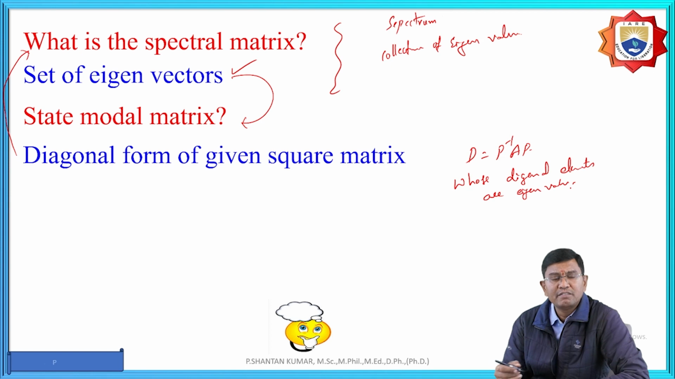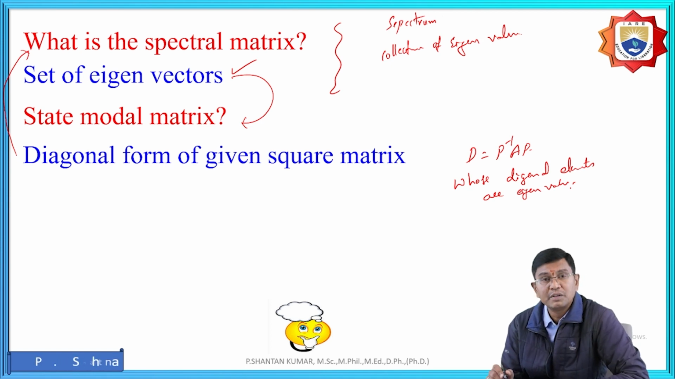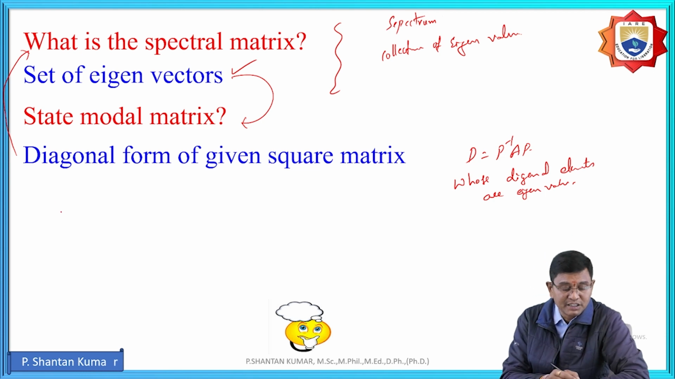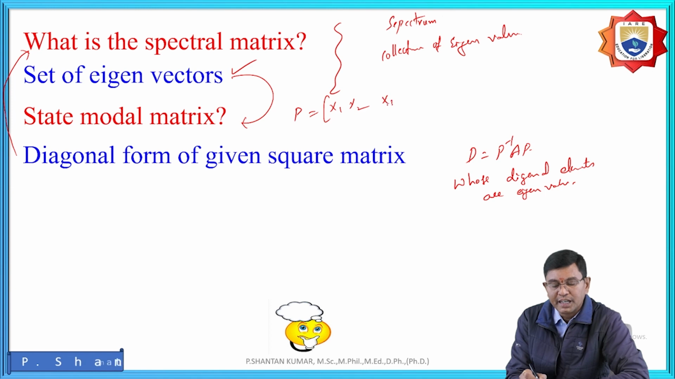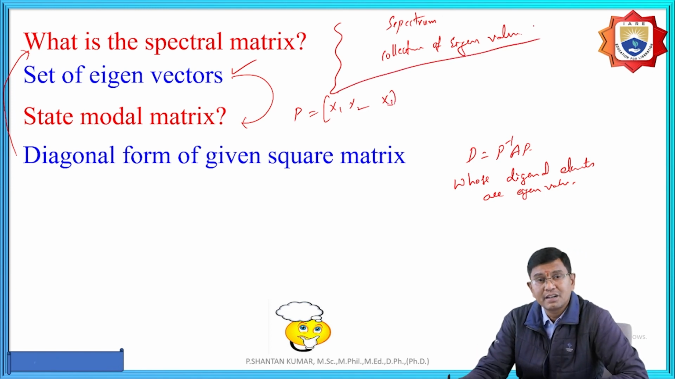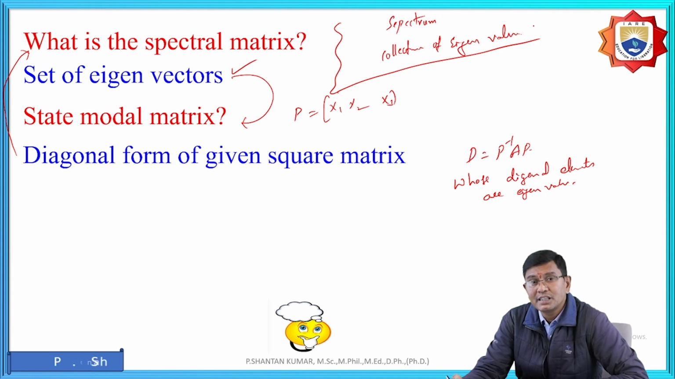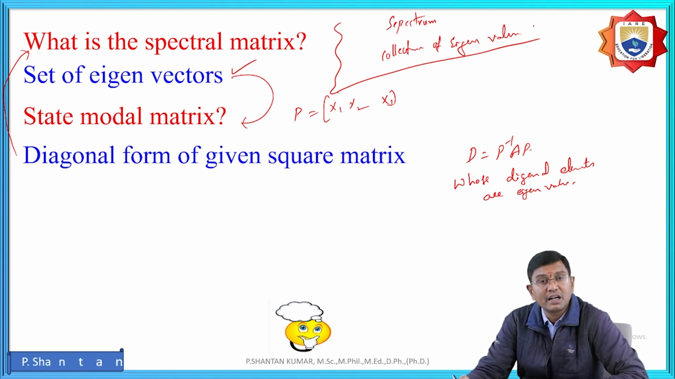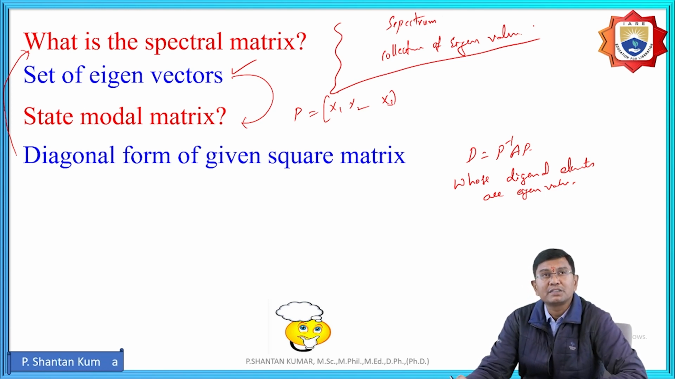Again, P inverse A P, whose diagonal elements are the eigenvalues, the resulting diagonal matrix is called the spectral matrix. The collection of ordered eigenvectors is the model matrix, denoted by the symbol P, which is x1, x2, x3. The spectrum is the collection of eigenvalues, and the resulting diagonal matrix is called the spectral matrix.